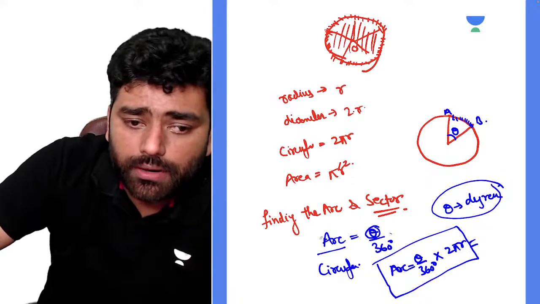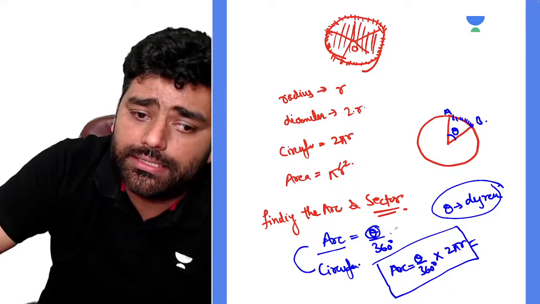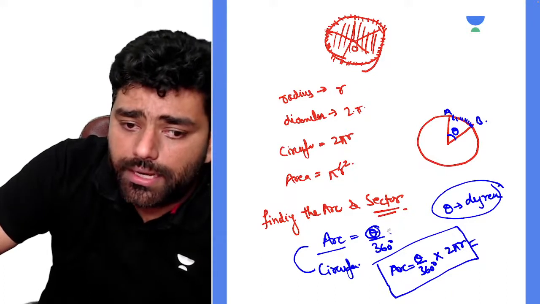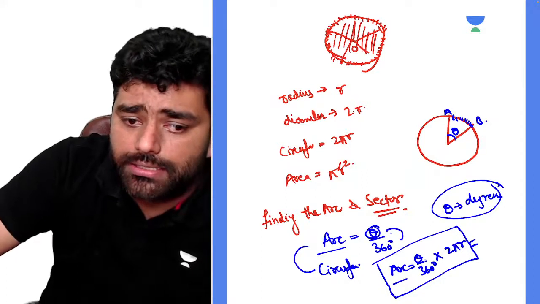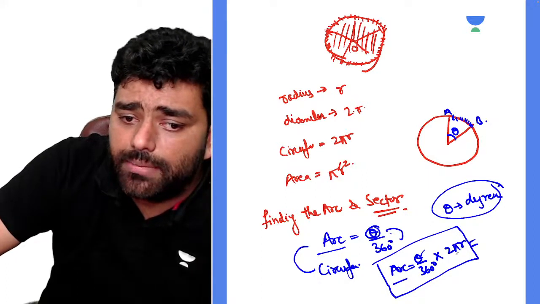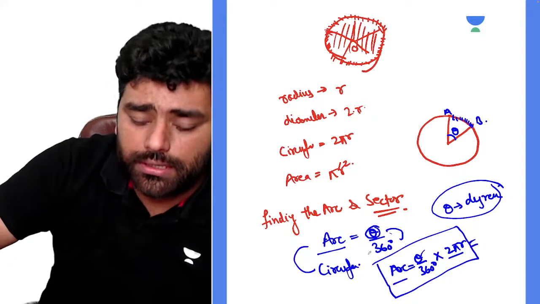So what I told you is that arc and circumference have the same ratio as theta, that is the central angle, divided by 360. So arc is equal to theta divided by 360 multiplied by 2 pi r, right guys? So this is the arc.